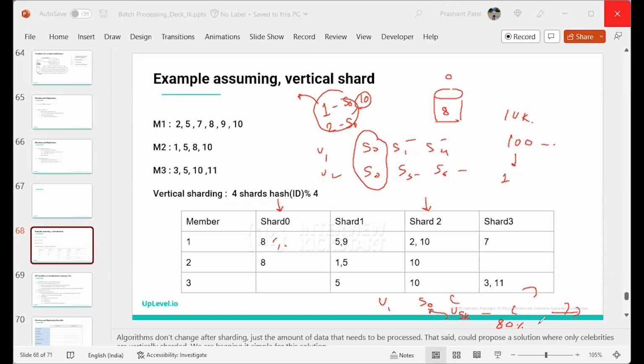And again, this has to be split into multiple other shards. So shard 0 would have shard 0 dash and shard 0 double dash. It will be split into two shards. That is the worst case that I'm talking about.